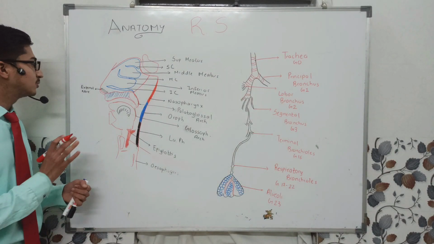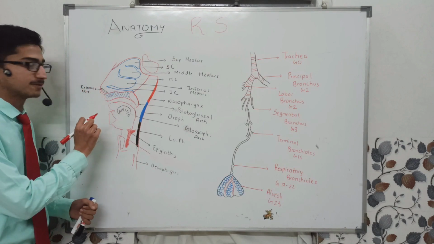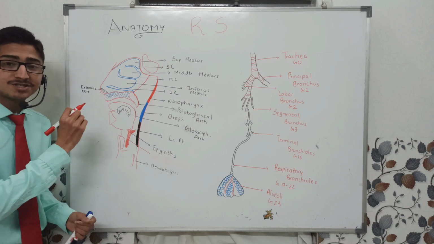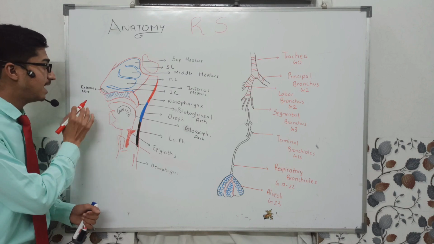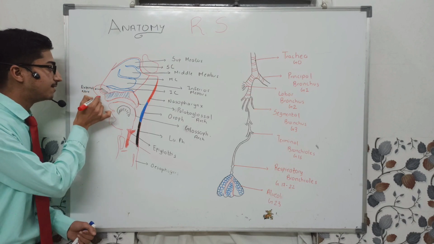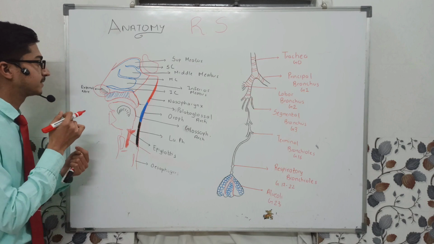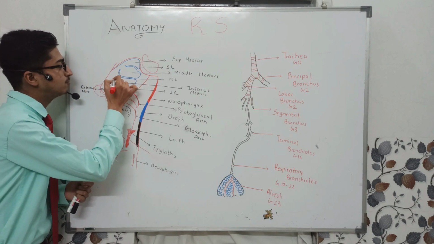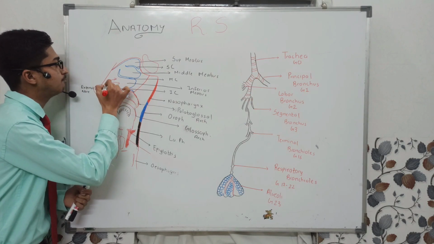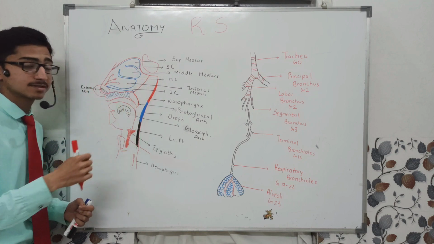As we all know, the air which enters is oxygenated in nature. The first structure to which the air comes in contact is the external nares. These are the external nares. Then air moves inside to an important cavity having three important structures.